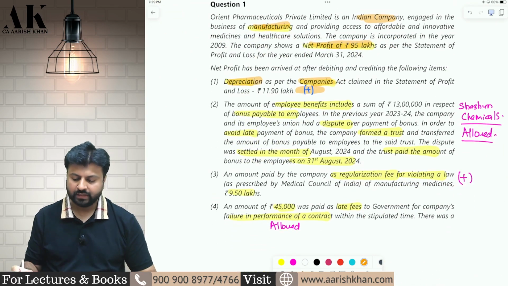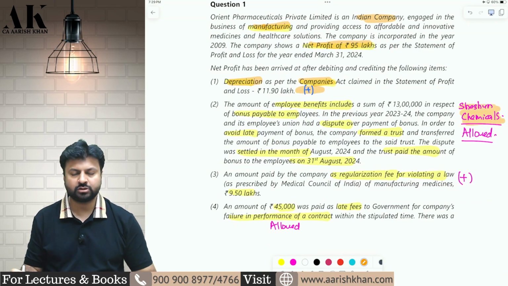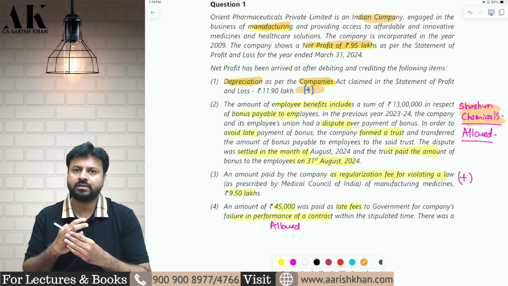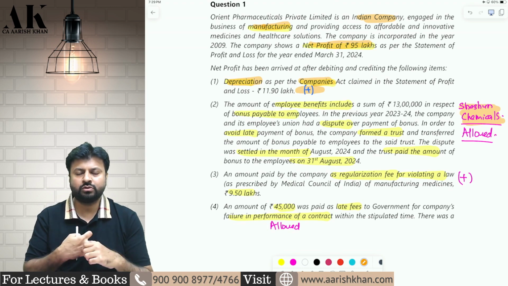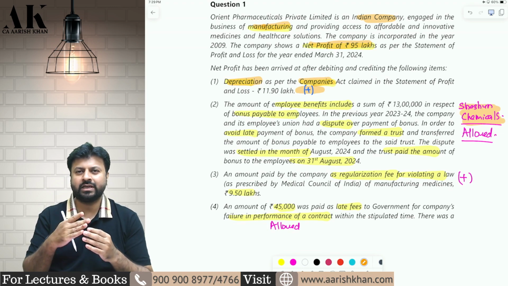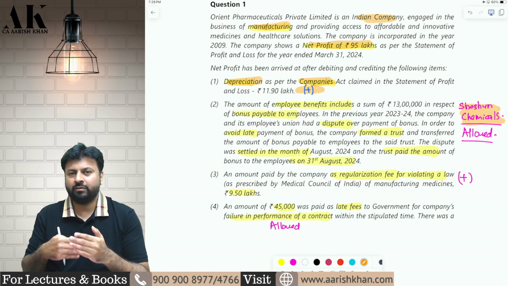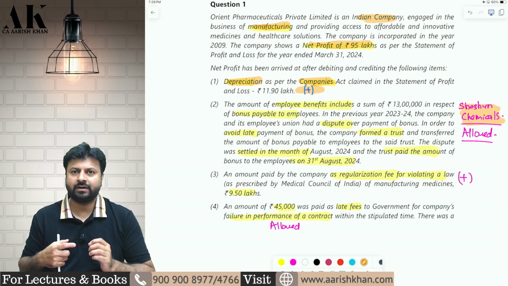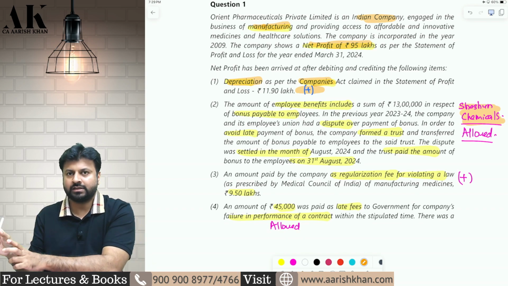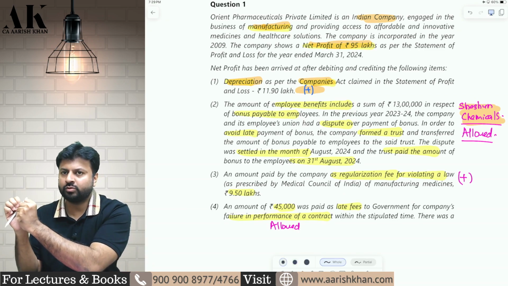Next one is the Supreme Court judgment of Sassoon Chemicals. Now, what has happened in this particular case? The assessee was having some issues with the employees, and therefore there was a case going on in the court in respect of bonus. How much bonus was to be paid to the employees was in dispute. So what did the assessee do? The assessee made a trust and transferred the amount of bonus to the trust.